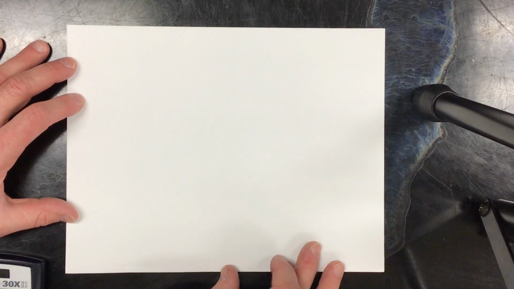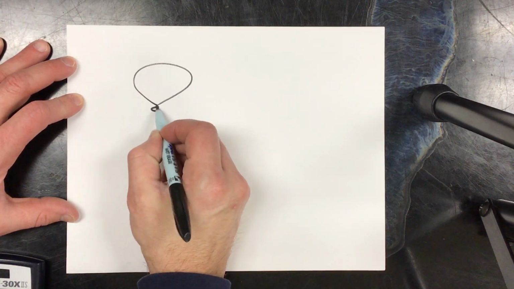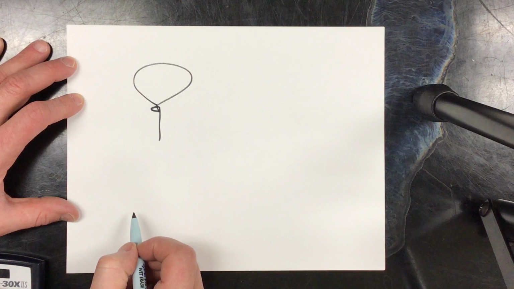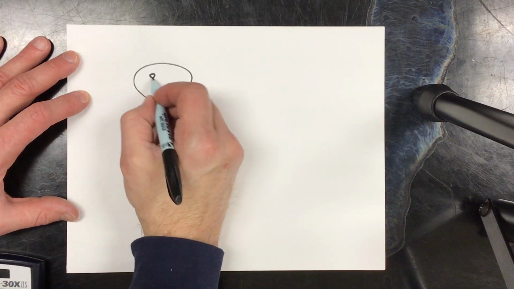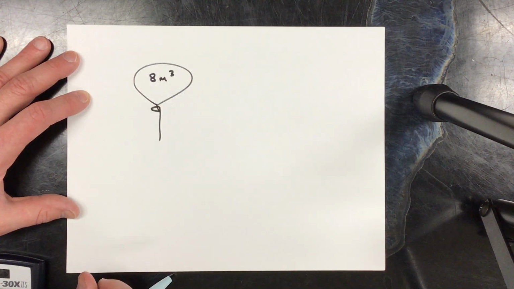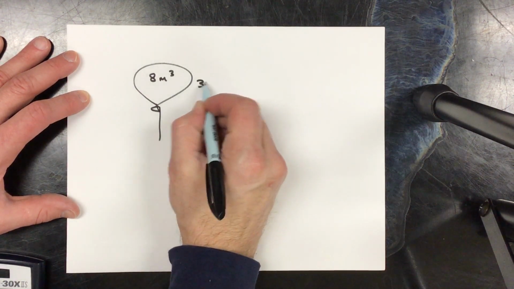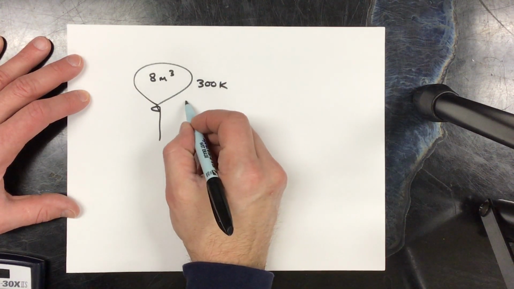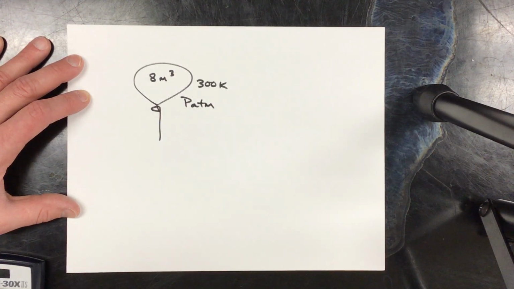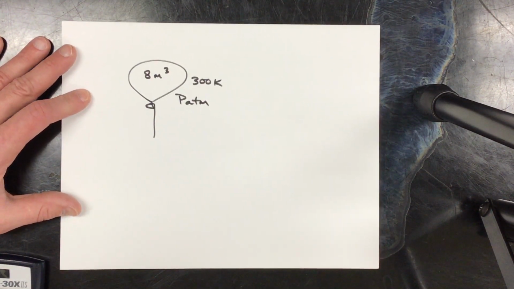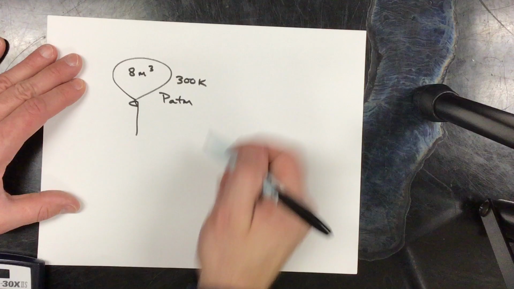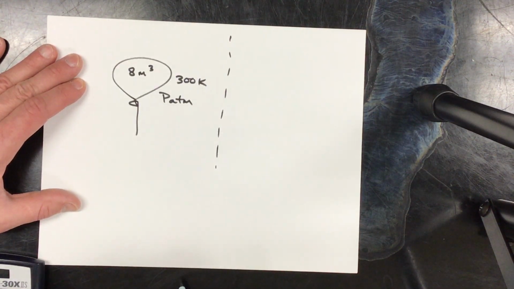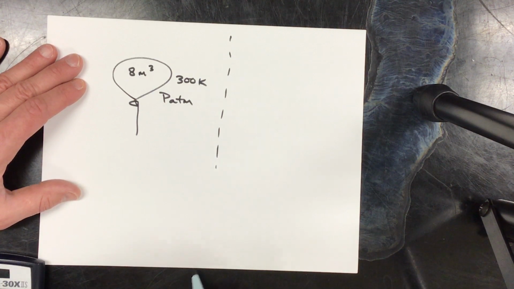Okay. One more example then. We have a weather balloon. And that weather balloon has a volume of 8 cubic meters. And that's at a temperature of 300 Kelvin at atmospheric pressure. The balloon rises to an altitude where the temperature is 200. Okay, so a new set of conditions. 200 Kelvin and the pressure is half atmospheric. We want to know what the new volume is.